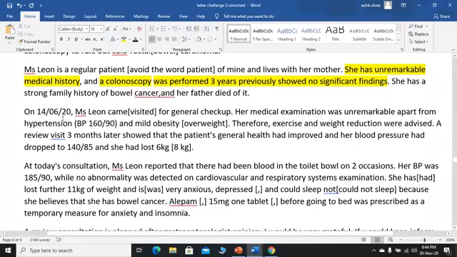Okay, on 14/6/20, she visited me, not came to me. Came is informal language. Visited me for general checkup. Her medical examination was unremarkable, apart from hypertension. Try not to use brackets in your letter as much as possible. Okay, try to use fewer brackets in your letter. And her medical examination was unremarkable, apart from hypertension and mild obesity.